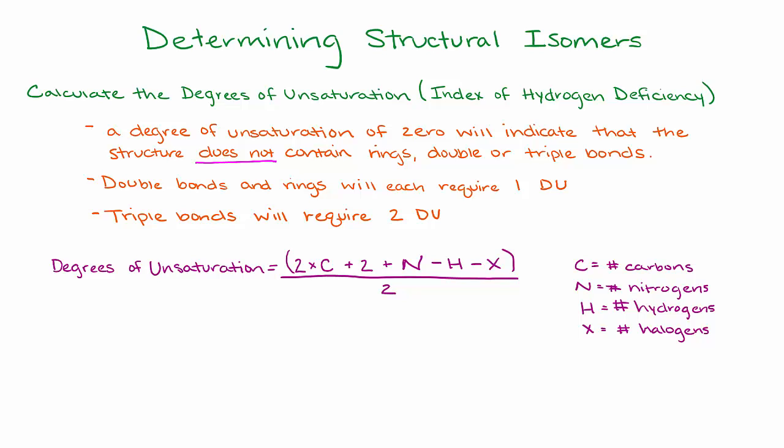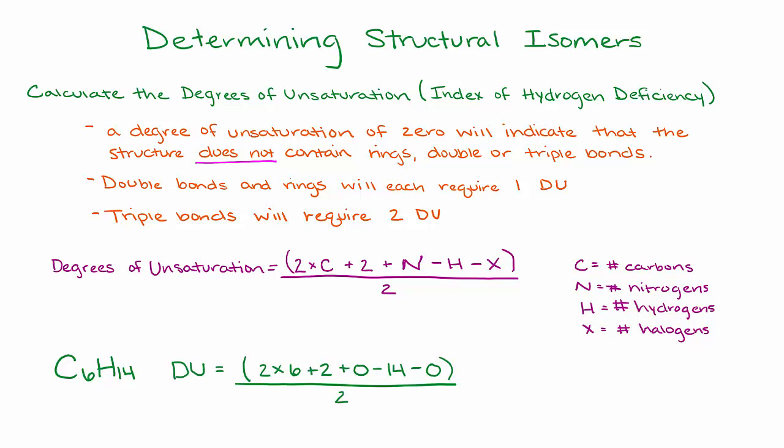For example, we can calculate the degrees of unsaturation for C6H14. 2 times 6, the number of carbon atoms, plus 2, plus 0 nitrogen atoms, minus 14 hydrogen atoms, minus 0 halogen atoms, divided by 2. This gives us an answer of 0, indicating that all isomers with this molecular formula only contain single bonds.